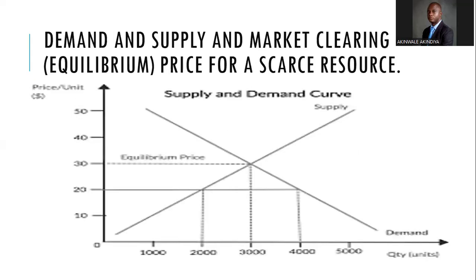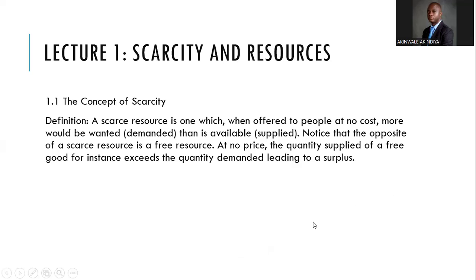This is economics. This is a supply and demand curve. Price is on the y-axis, and quantity is on the x-axis. At zero cost, like we said, for a scarce resource, more will be wanted than is available.